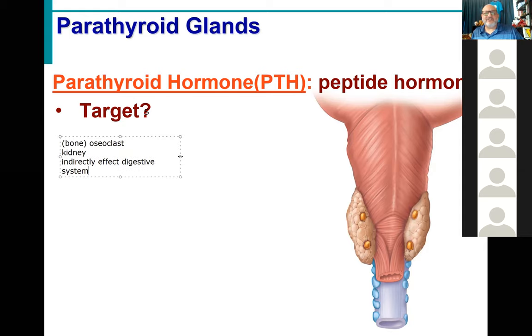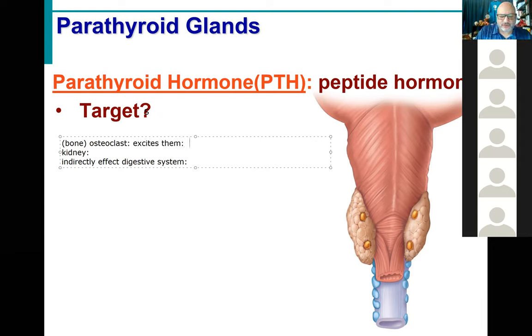So it is going to be similar to the calcitonin in that it has the same three targets, but does it have the same three effects? No. What does parathyroid hormone do to the osteoclasts? Does it inhibit them like calcitonin does? No, it excites them. And of course, that is going to release more calcium into the blood.